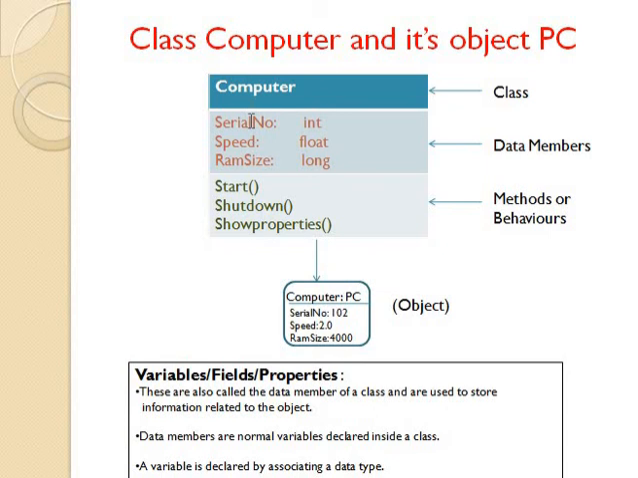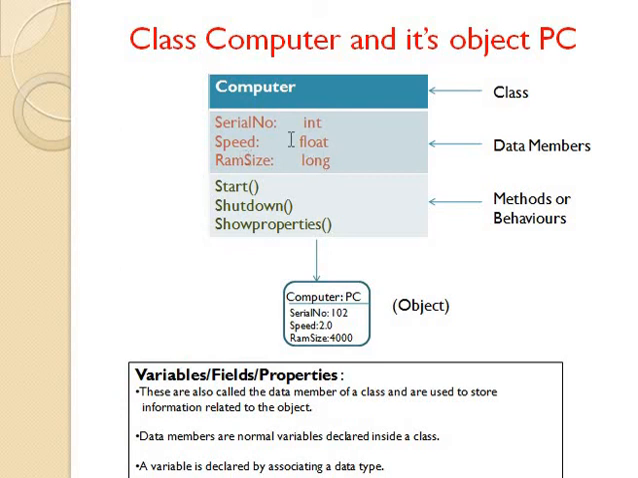Since the data member serial no has a type int, it accepts only integer values. Now what are the integer values? Integer values are those values which include positive numbers, negative numbers, and 0. The second data member accepts decimal values. That's why its type is float. The third data member accepts larger integer values. That is why its type is long.